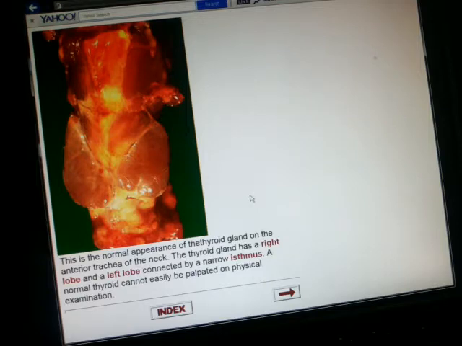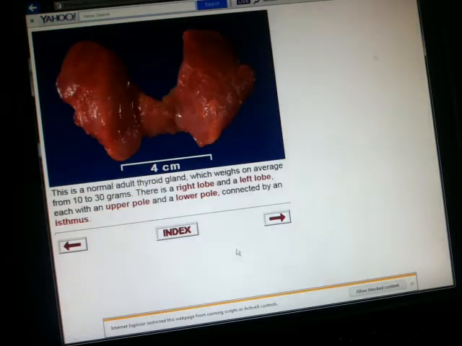The thyroid gland is a bilobed organ situated in front of the trachea, with the right lobe and left lobe connected by a small piece of tissue known as the isthmus. Normally, it's difficult to palpate the thyroid, but in case it gets enlarged, it could be easily palpated in front of the neck. The normal thyroid weighs 10 to 13 grams.